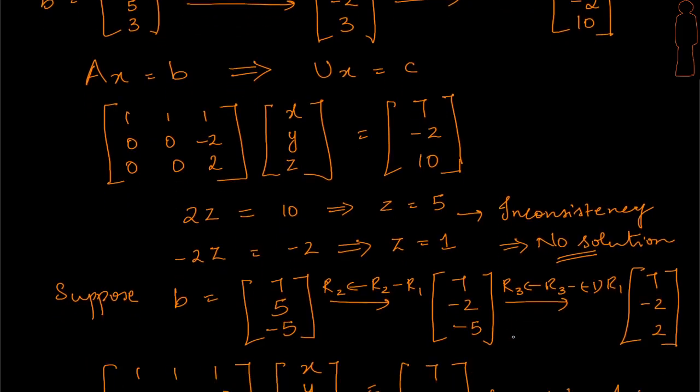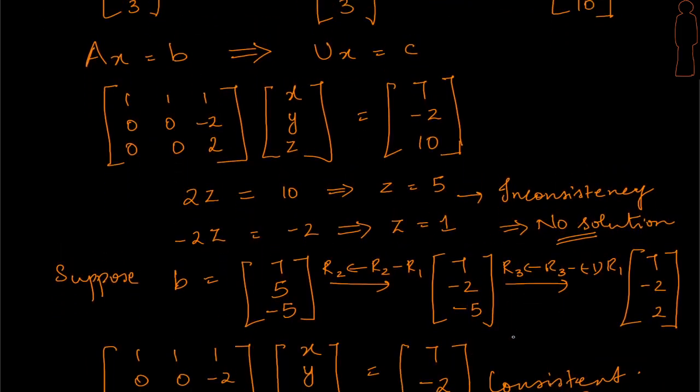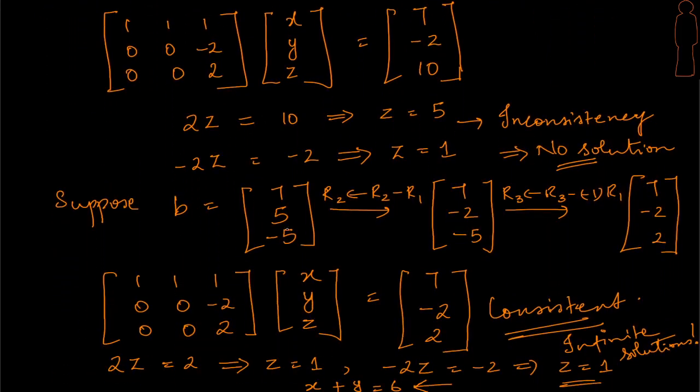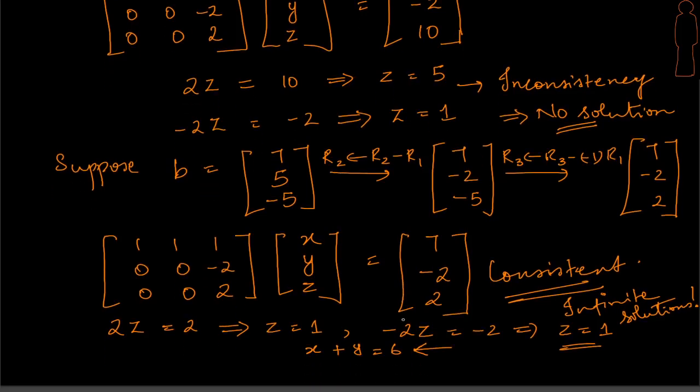But the interesting part is, what if we change the original B vector, which is 7, 5 and 3? Suppose we change it to 7, 5 and -5, right? And perform the same operations, I get this answer. If we look at the third equation, 2z equal to 2 gives us z equal to 1, and -2z equal to -2 also gives us z equal to 1, which is consistent, right? Which means that if I fix my z, the remaining things must come from the first equation, and that's what we are writing here.